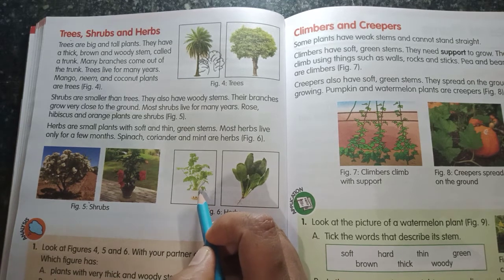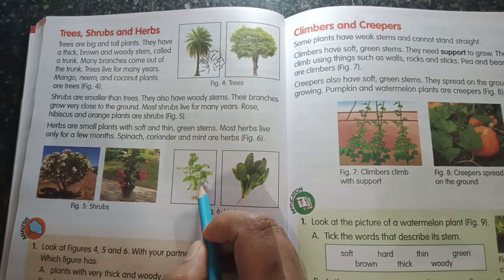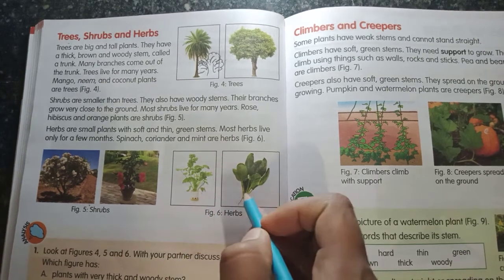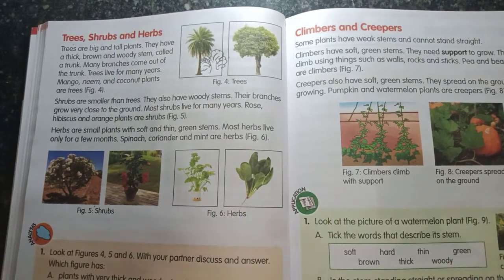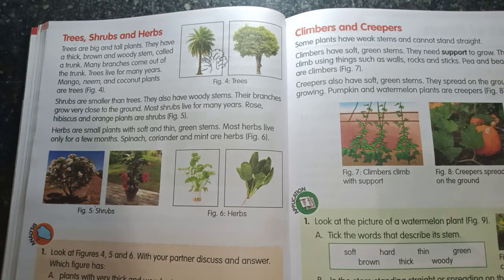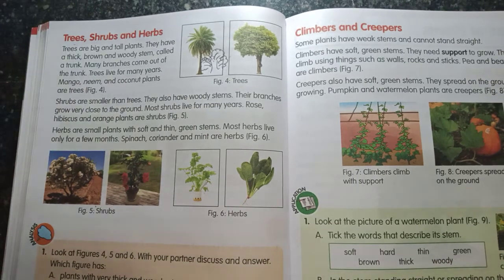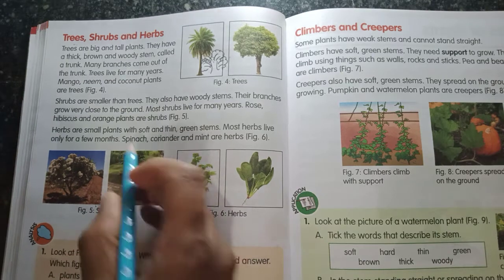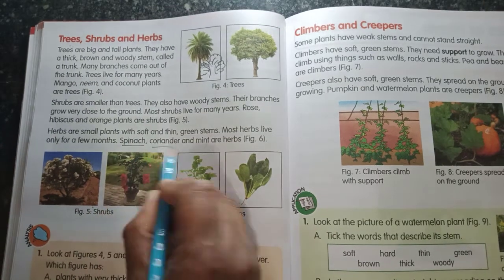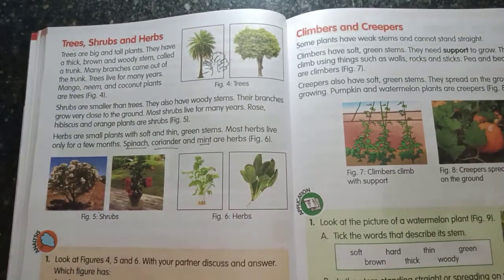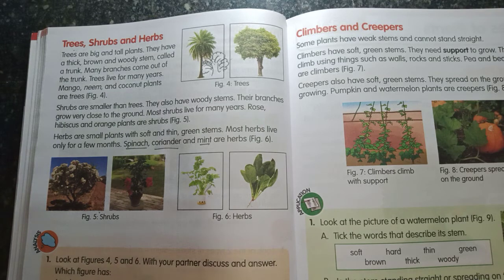And then you know what? They live only for few months, not for years. They live only for few months or days. Examples are spinach, coriander, mint, etc. Coriander means kotamri soppu, mint means pudina, and spinach means dantu. You might have seen, if you ask your mother for dantin soppu, kotamri soppu, pudina, she will show you, and you can observe the stems and the leaves of the plant.